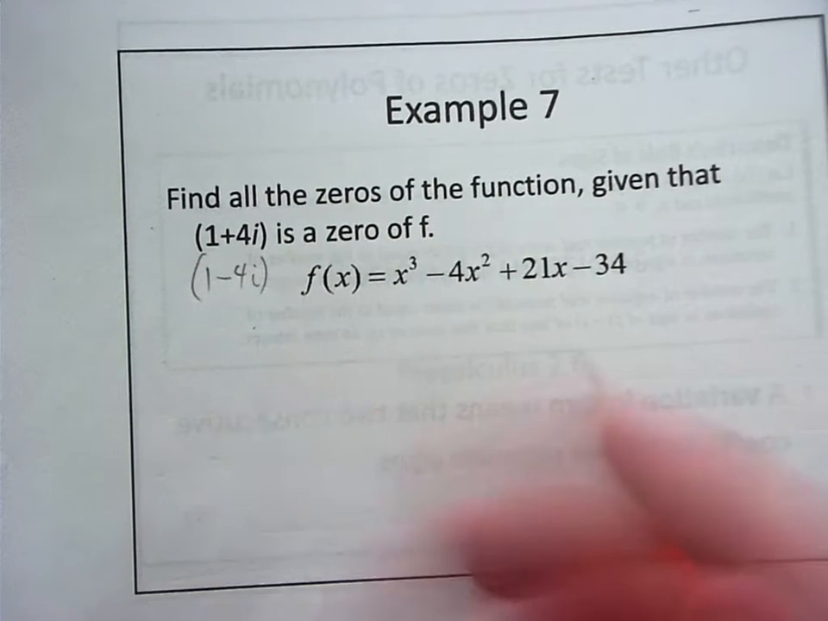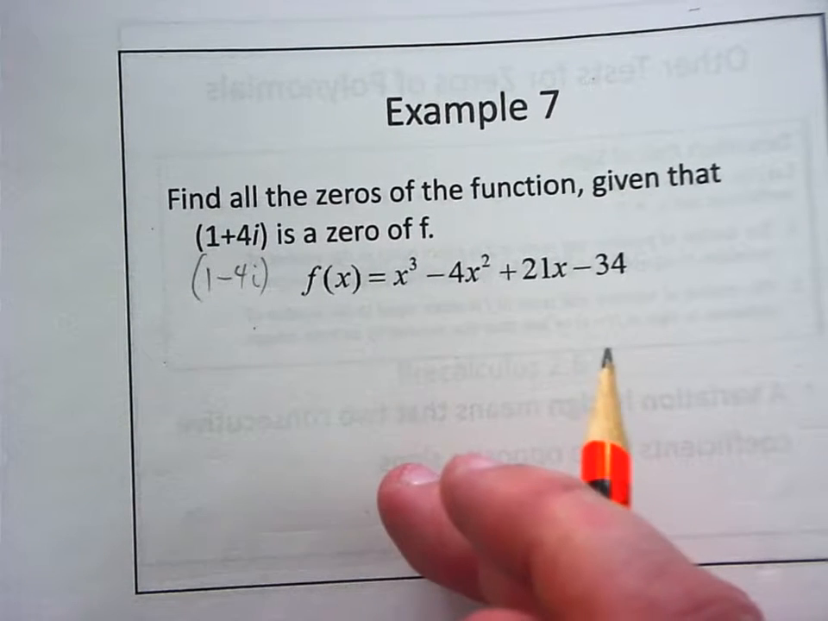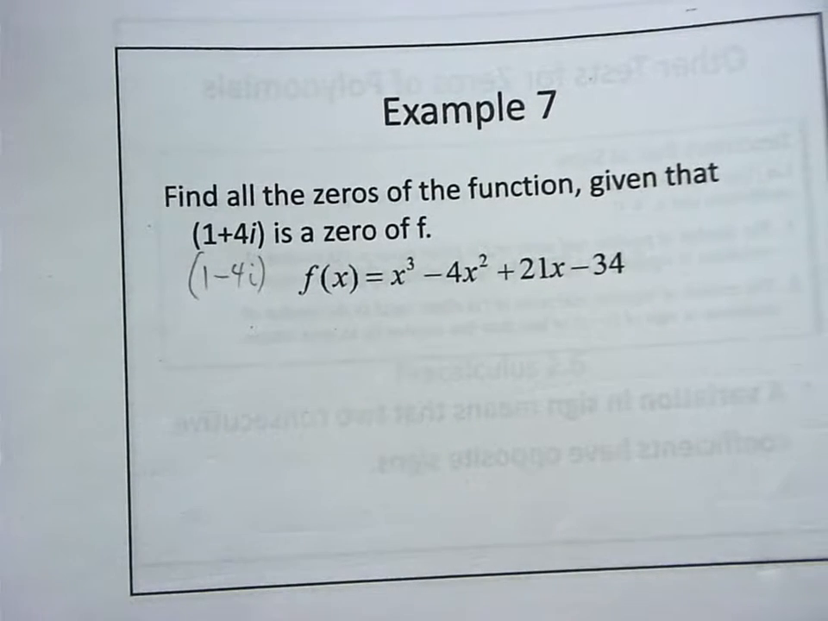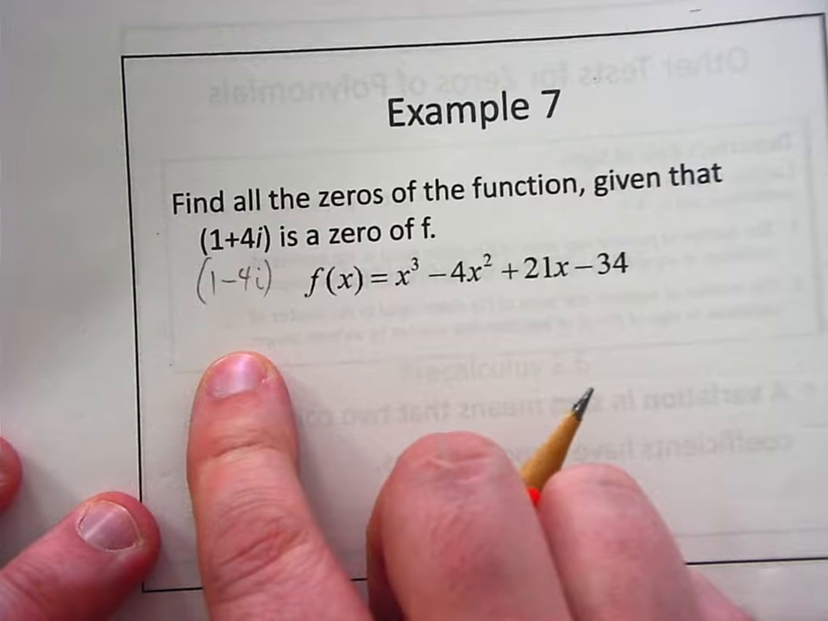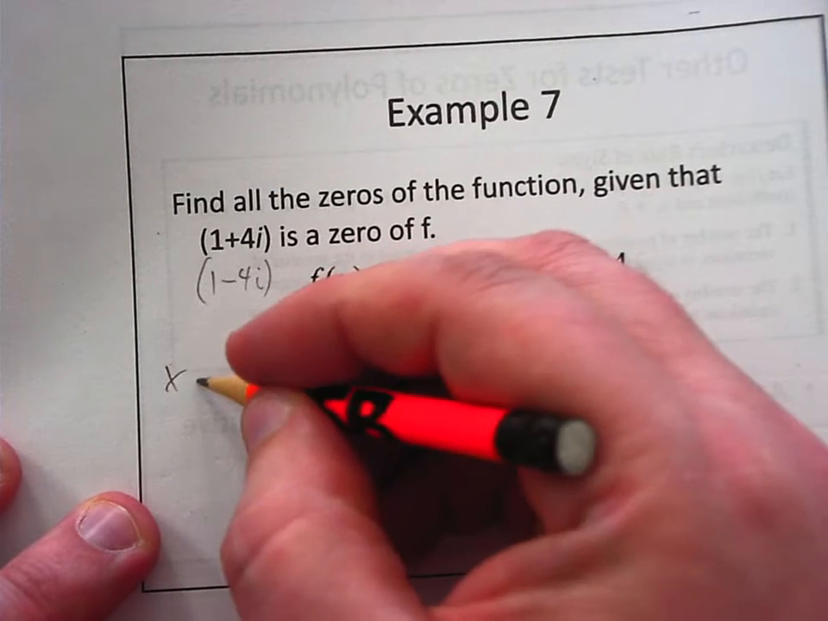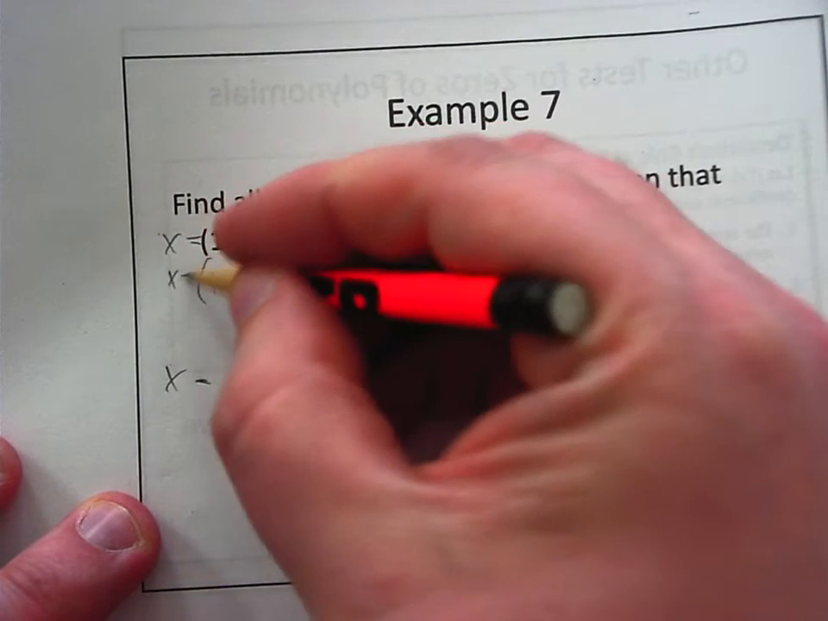you can do synthetic division with this. It gets a little ugly. It's kind of like when we did the square root ones, where you'd have 1 plus the square root of 3, and then you had to do synthetic with that. Your other option is to take these two and get one of your factors. What I can do with this, I can take x minus these two things, because remember, it's x equals each of these.